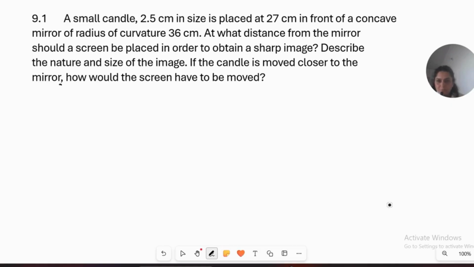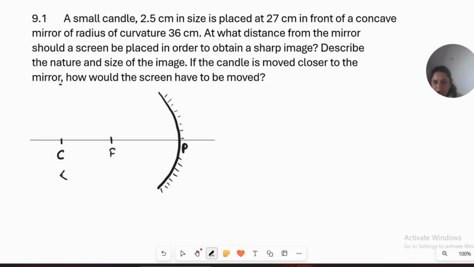be moved? So for this question, we have to form a ray diagram which shows all the given items. This is the principal axis. This is a concave mirror with pole P, and at the back side I'll make this to show this is a cave-like figure of concave mirror. This is focus. This is center of curvature. The radius of curvature is given to be 36 centimeter. The focal length is half of the radius of curvature, 18 centimeter. So this is 18 centimeter from the pole.